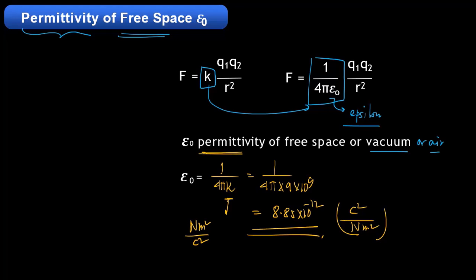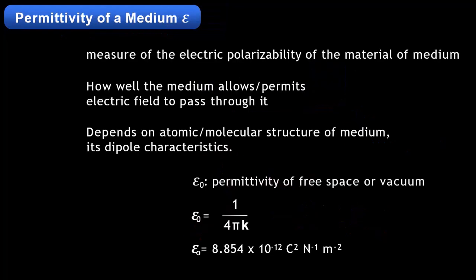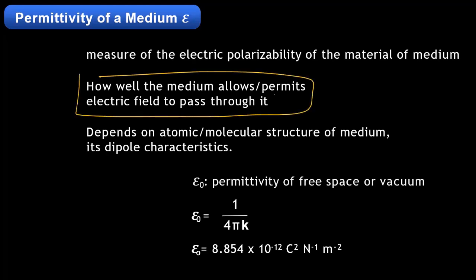And what is permittivity? Permittivity is nothing but how well the medium allows or permits the electric field to pass through. We know that whenever there is a charged particle, it will create an electric field. A charged particle at rest will create the electric field. Whenever a charged particle, let us say a Q charge, is present, it will produce an electric field surrounding it. Now the electric field has to propagate through this medium.